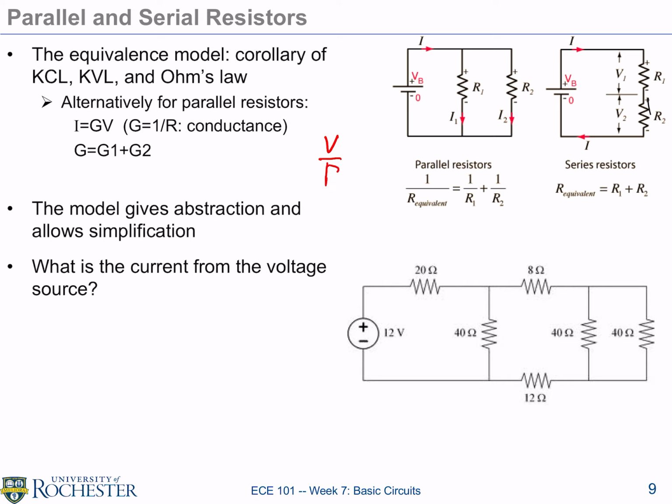So this is V over R1 plus V over R2. And if we treat the whole thing as an equivalent resistor, then V over RE has to be that. That's the current. You cancel out V, then this is what happens. So this model, of course, allows you to simplify the circuit and compute what's happening, but really they're just derivations from the basic laws.